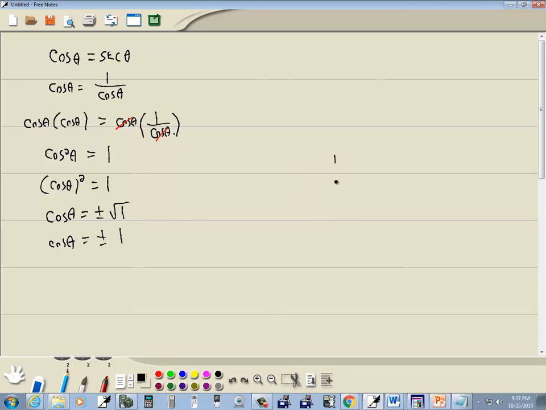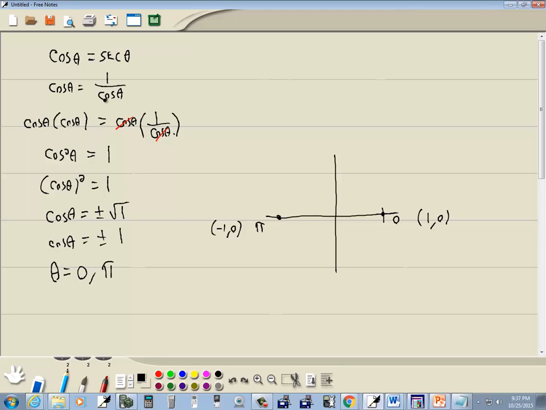And on my unit circle, here at 0, this is the point 1 comma 0. And over here, at pi, this is the point negative 1 comma 0. So if I go around the unit circle and I'm looking where cosine is equal to either a positive 1 or negative 1, well, cosine is the x part of our point, so our answer would be 0 and pi, maybe.